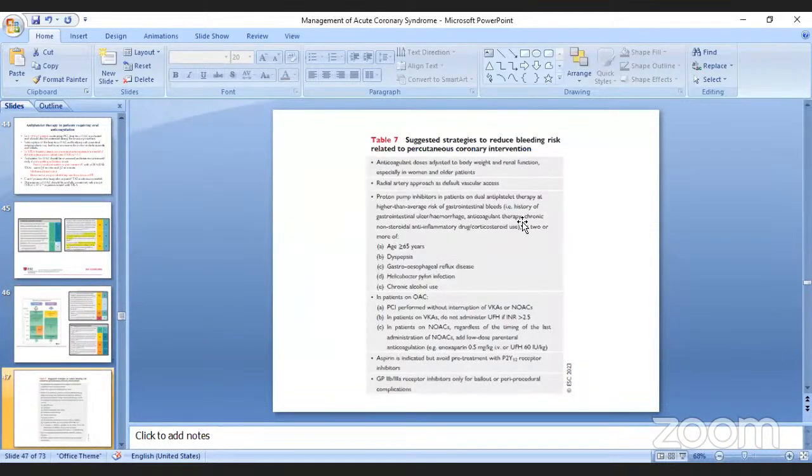So there are various strategies to reduce the bleeding risk, such as the anticoagulation dose should be adjusted to body weight and renal function. Proton pump inhibitors must be used because of the high potential to cause gastric ulcers which can bleed. And in case of patients on oral anticoagulation, PCI must be performed without interruption of the vitamin K antagonist or NOACs. And you should not administer unfractionated heparin to INRs more than 1.5. And regardless of the timing of the last administration of NOAC, add a low dose parenteral anticoagulation, preferably enoxaparin at 0.5 milligram per kg. And GP2B3A inhibitors are not recommended except for bailout or peri-procedural complications.